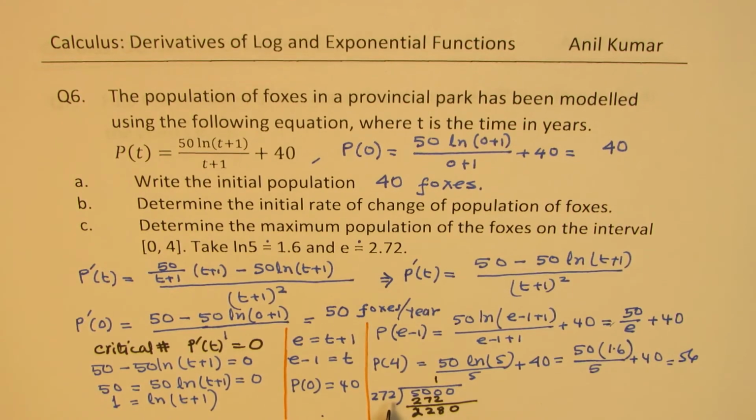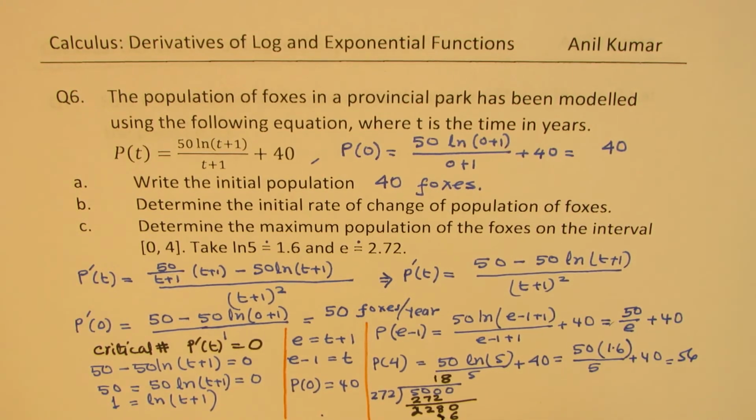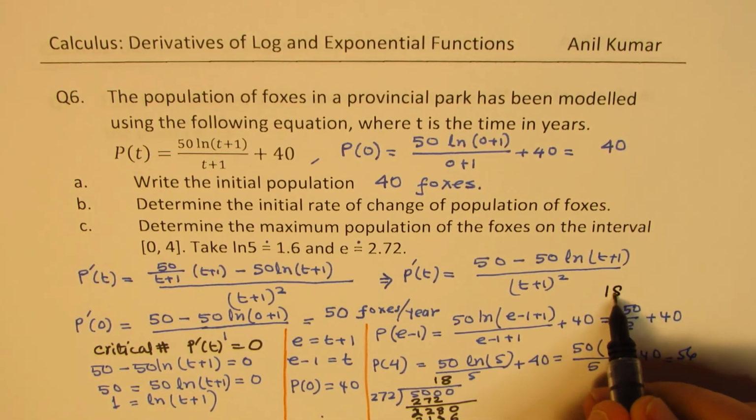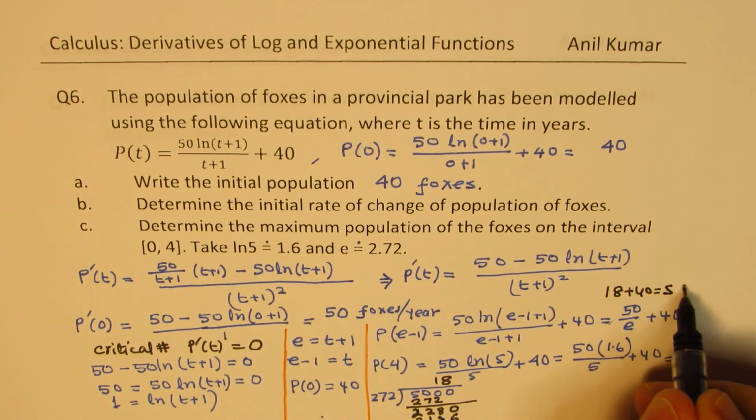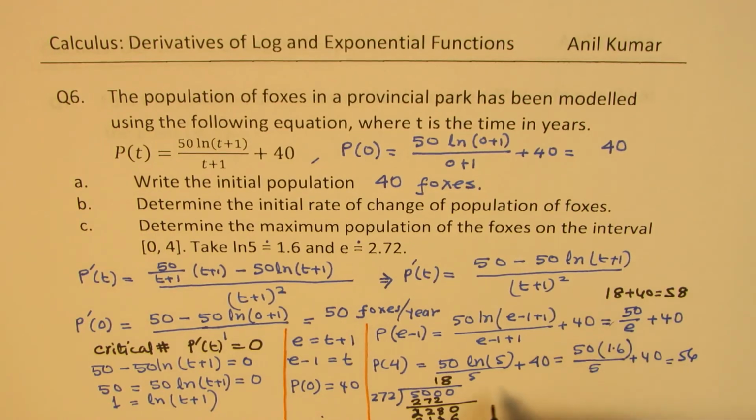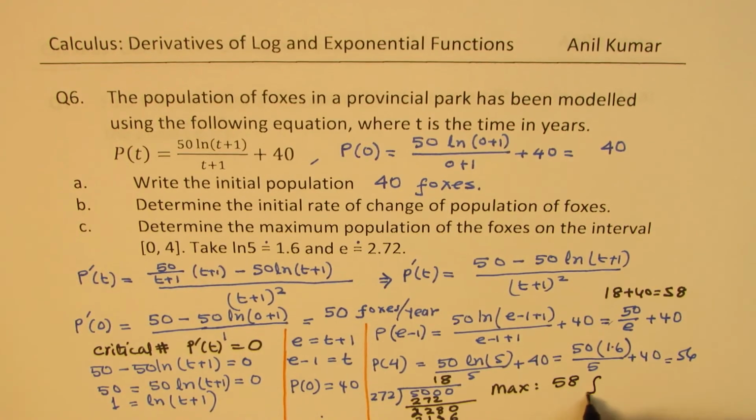We can now multiply by 9. 9 times 7, 63. 18 and 6 is more than 22. So it'll go 8 times. So 8 times 2 is 16. 8 times 7, 56, 57. 8 times 2, 16, 51. So that goes. So we get 18 here, right? So we can write this number, which is 18 plus 40, which is 58. So it is higher, right? So now we can determine the maximum population in this interval. So the answer is, maximum is 58 foxes.